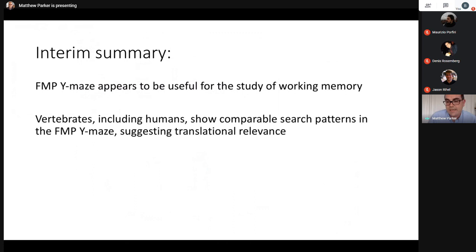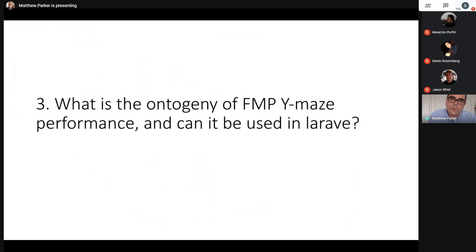So the next question that we were interested in is, well, okay, we have this FMPY maze, which is great. It works really nicely with adults, and we're able to see performance of adults in this, which is really great, because we're able to potentially use adult zebrafish for doing some of our translational work that we do in the lab.